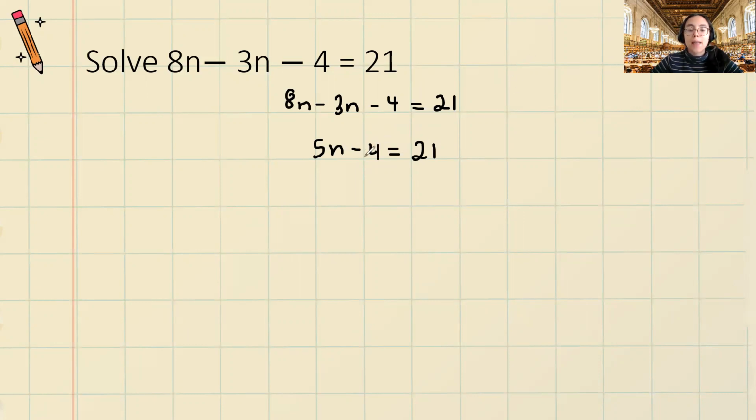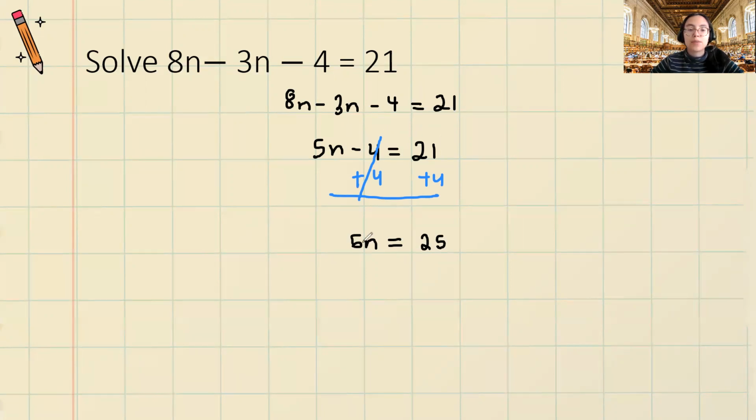And here I have minus 4. So instead of subtracting, I'm going to add. So I can move the 4 to the other side. These 4's on the left-hand side will cancel. Then I can bring down my 5n, which is what I have left over, my equal sign. And 21 plus 4 is going to give me 25. Now I have 5n is equal to 25.